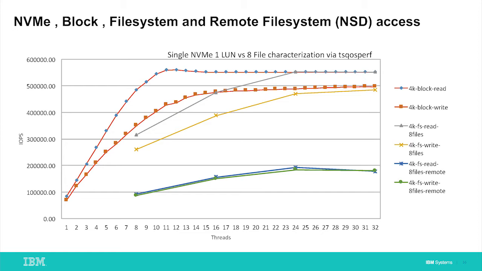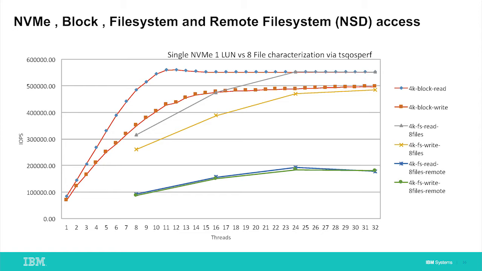What you see, or you probably can't even really see, is these top two lines, which are basically the performance of an NVMe device with TSQS perf. So what I did is I ran a block level performance test. The top graph, maybe I should point at it, this one over here, is 4K random reads across the entire capacity of the block device. The next line is 4K random writes across the entire block device.